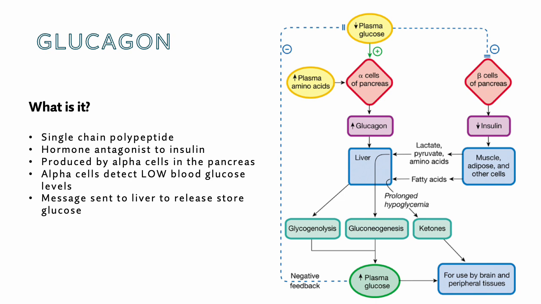When blood glucose is low, such as during fasting or exercise, the pancreas releases glucagon, which signals the liver to release glucose by breaking down glycogen and making new glucose. This maintains a normal blood sugar level. As levels return to normal, insulin and glucagon release slow down. This balance keeps glucose in a healthy range for the brain and body.